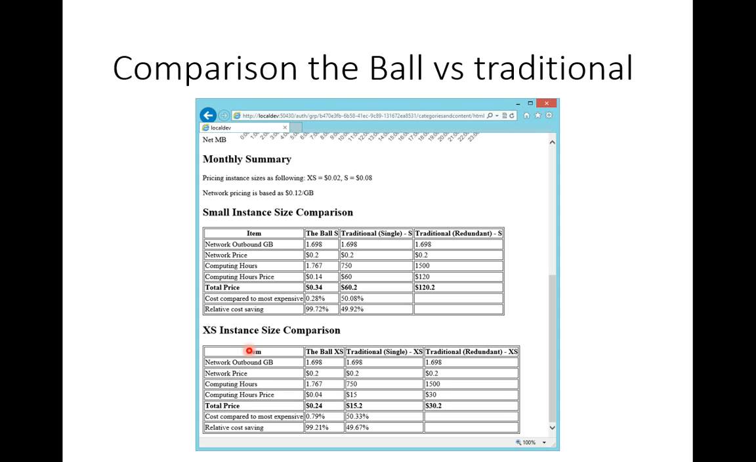Extra small instance size comparison is also interesting because the ball is running right now on these without any issues. It's still beating the traditional extra small by the same kind of margins. 50 bucks is not that much, but for the ball it's 24 cents for handling this kind of capacity.